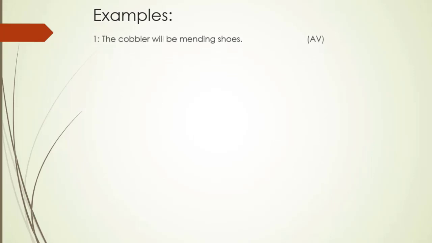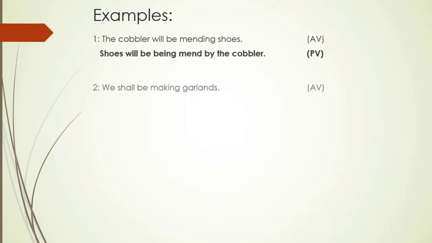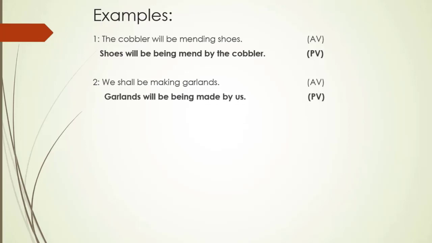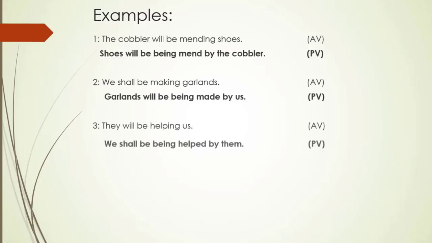Let's take some more examples. The cobbler will be mending shoes. Shoes will be being mended by the cobbler. Here is a mistake in the sentence, but it will be: shoes will be being mended by the cobbler. We shall be making garlands. It will become, garlands will be being made by us. They will be helping us. We shall be being helped by them.